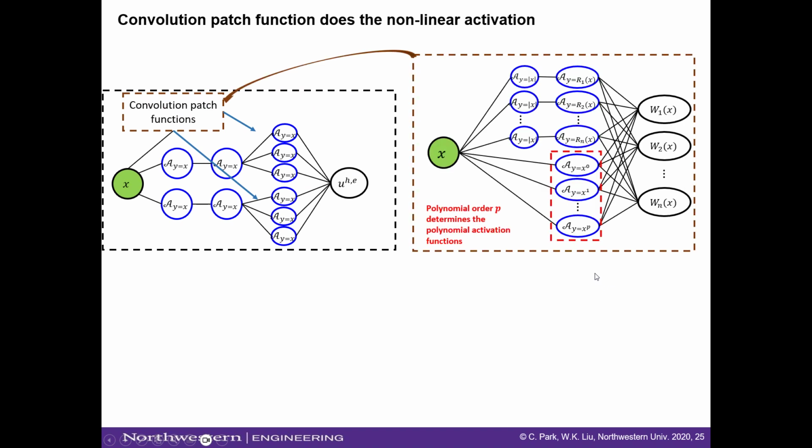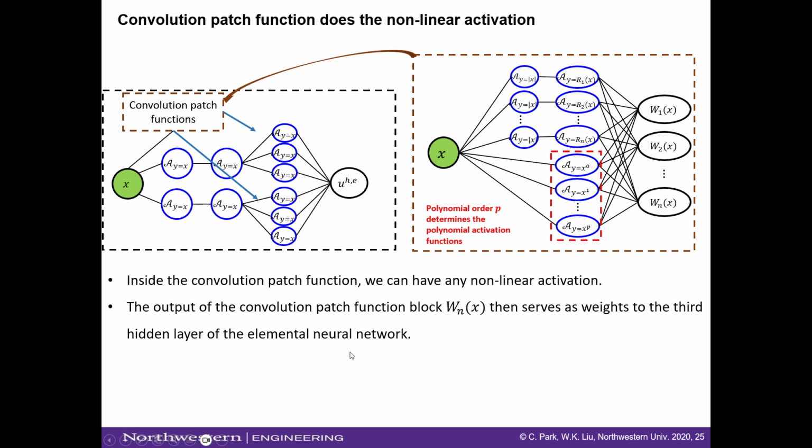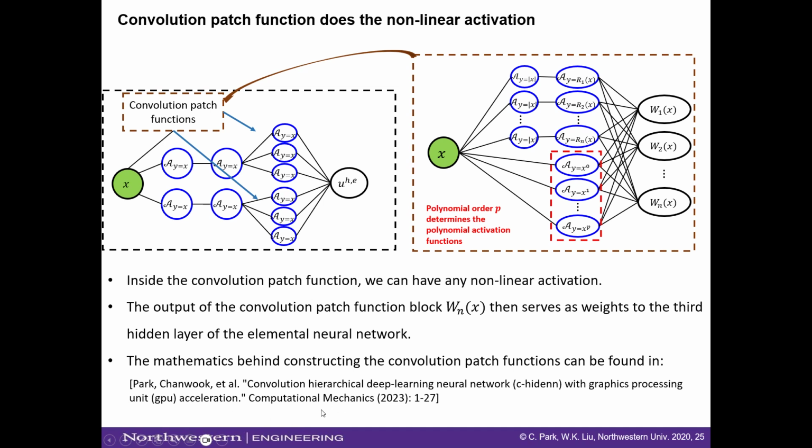which is explained here. I don't want to cover this in detail, but it is all written in my paper, which is shown below. But the key idea is that the nonlinear activation is dealt with within this brown box called convolution patch functions. So the outputs of this convolution patch function, W1 through Wn, are going to act as weights between the second and third hidden layers. That's the idea.